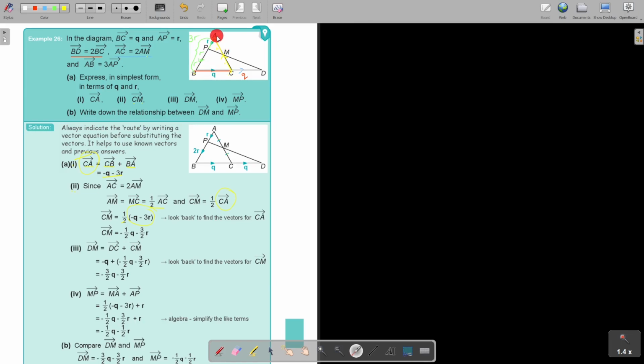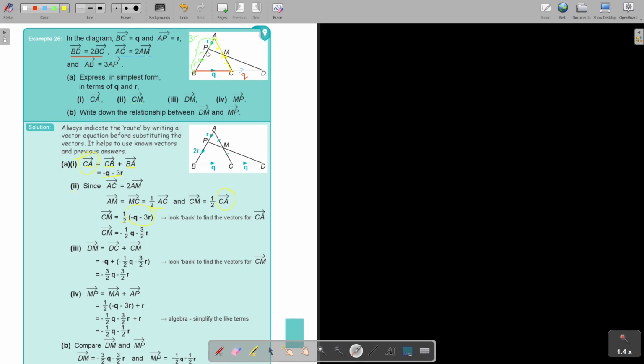But this is MA. I have MA because that's half of CA, which I have there. So it's just the half of that one. And then AP, I have R. So there was a shorter route. And I just simplify again. And then the last one, write down the relationship between DM.